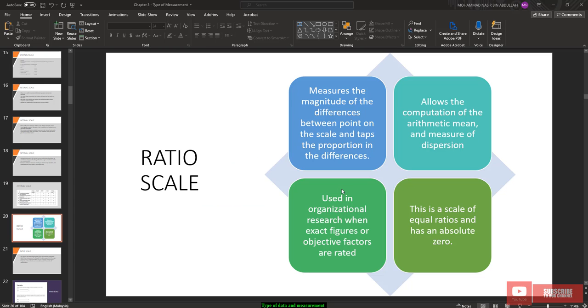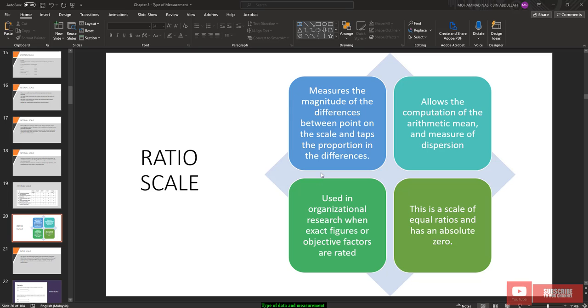So another one, which is the last one, is the ratio scale. Ratio means that it measures the magnitude of difference between points of the scale and the proportion in the difference. It allows the computation of arithmetical mean and measures of dispersion. It is used in organizational research when exact figures or objective factors are rated.